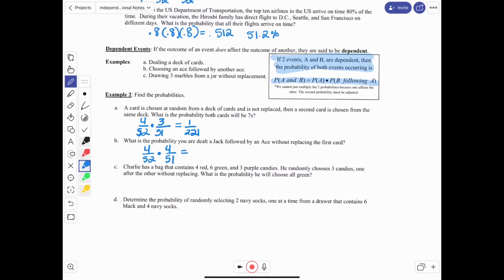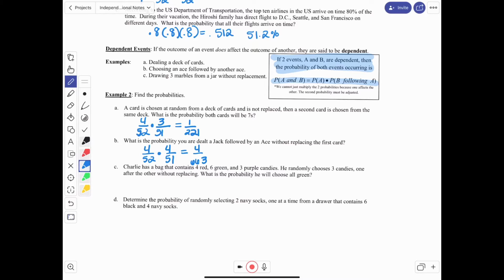So we multiply these two fractions and we get 4 out of 663. So that's our fraction. And we can turn these into decimals or we can leave them as fractions. Either way, just look and see what type of question, how they want you to answer it.